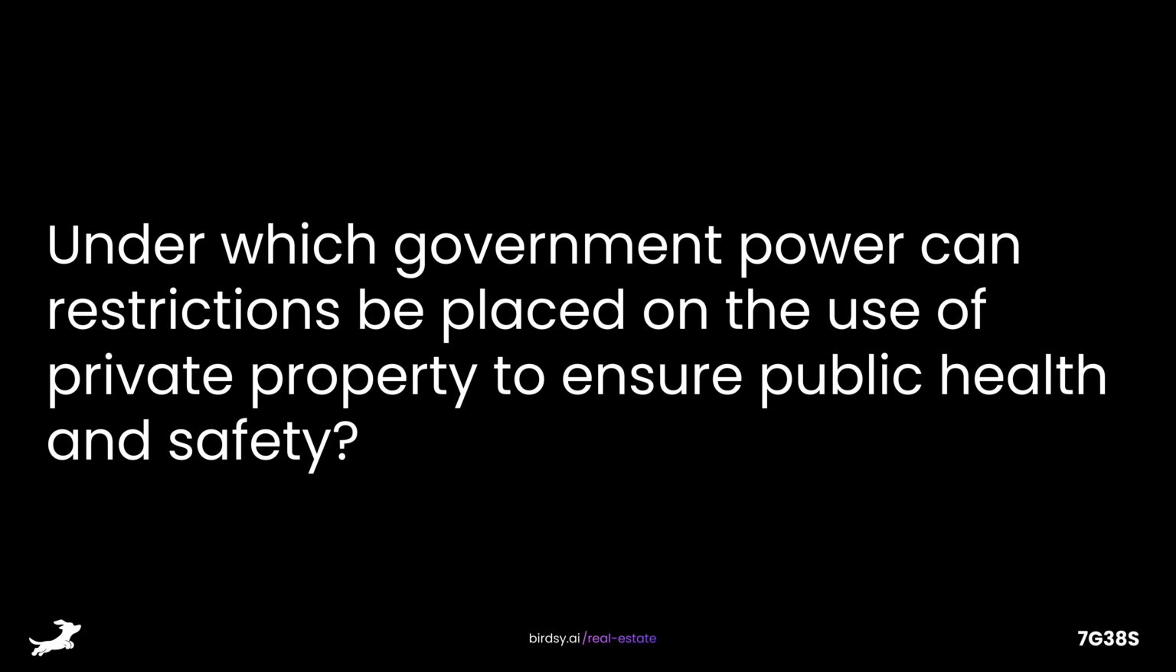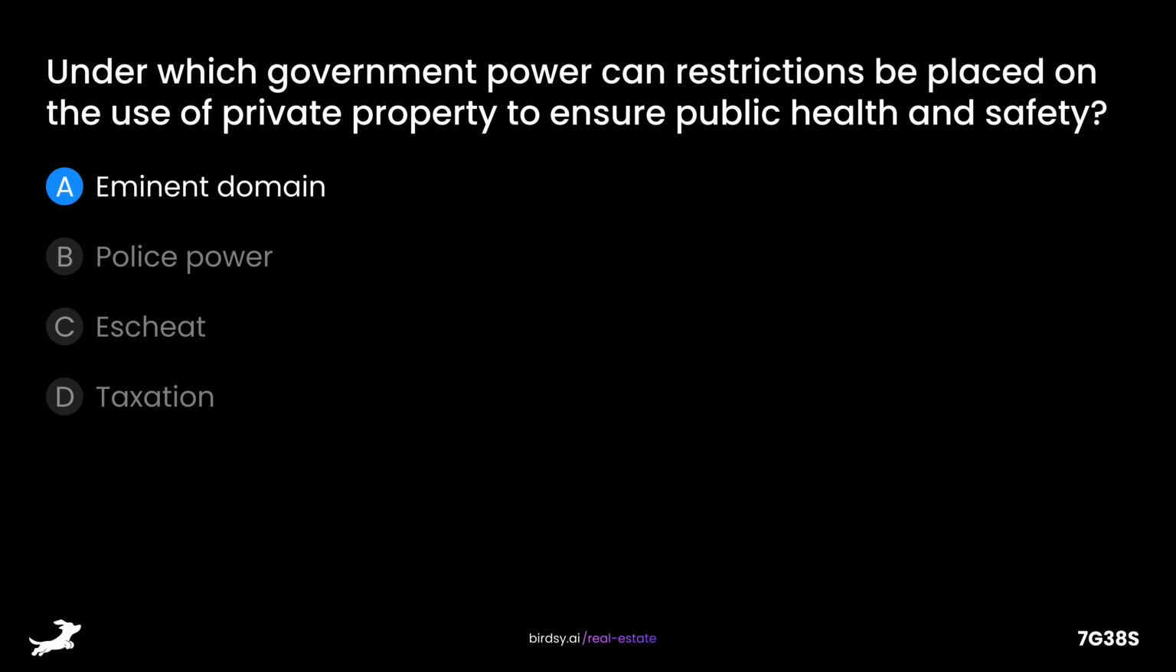Under which government power can restrictions be placed on the use of private property to ensure public health and safety? Is it A, eminent domain, B, police power, C, escheat, or D? The answer is B, police power.